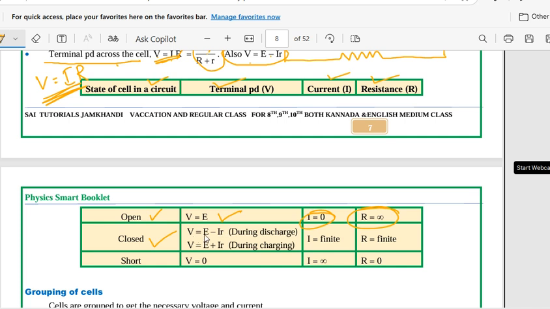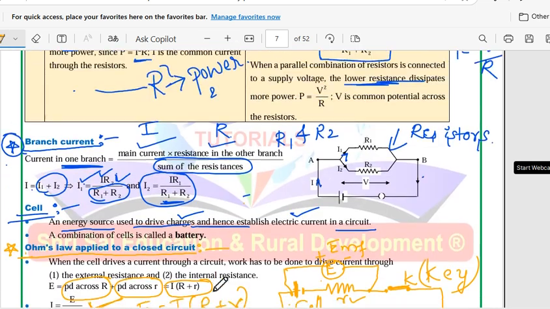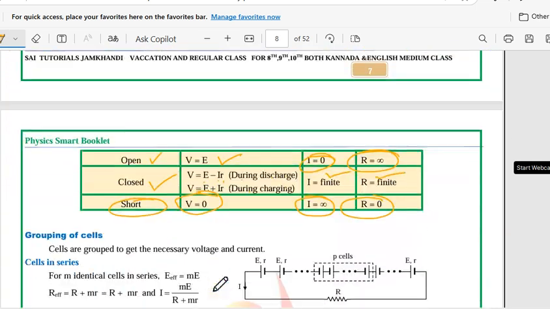So the potential difference V will become E minus Ir during discharge, but V is equal to E plus Ir during charging. So I will be finite and R is also finite. If you make the circuit short, then the potential difference will become 0, the current will become infinity and R will become 0. So this is all about Ohm's law applied to a closed circuit.